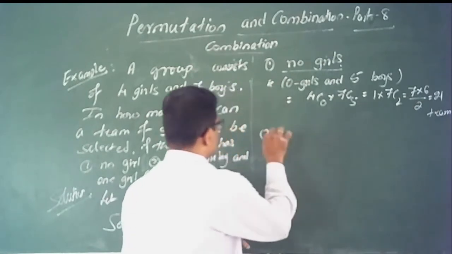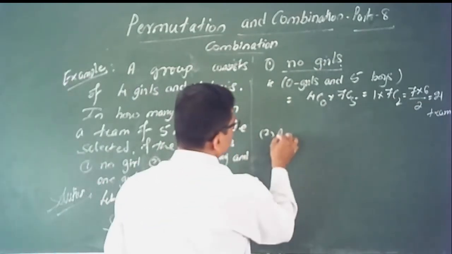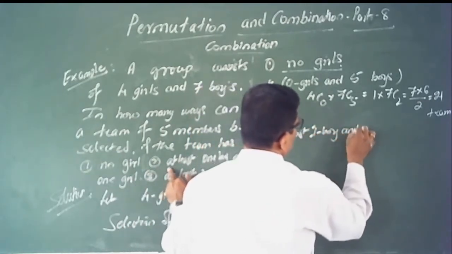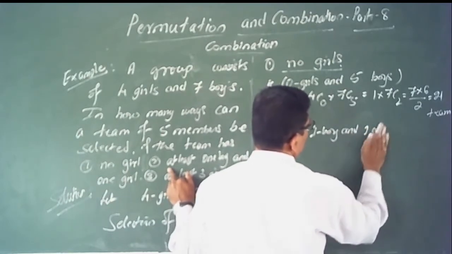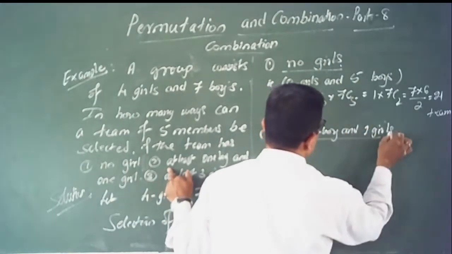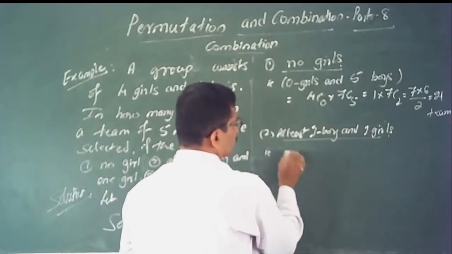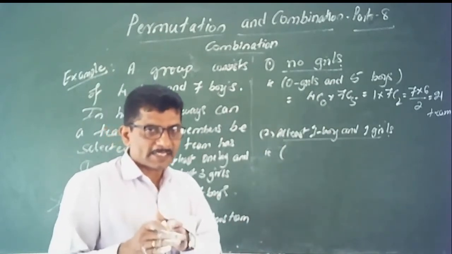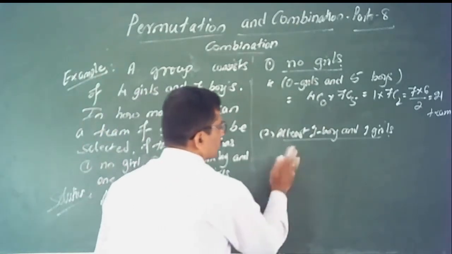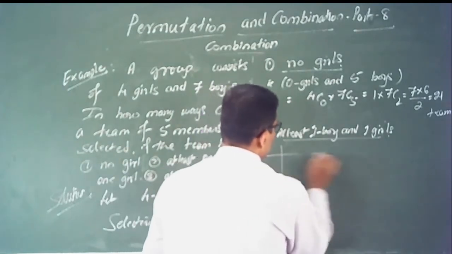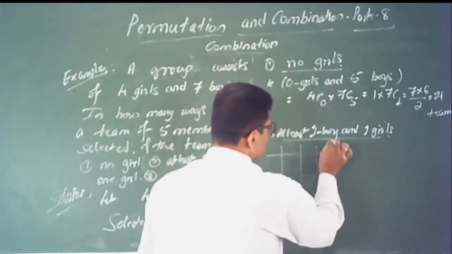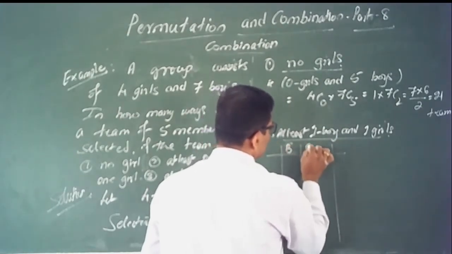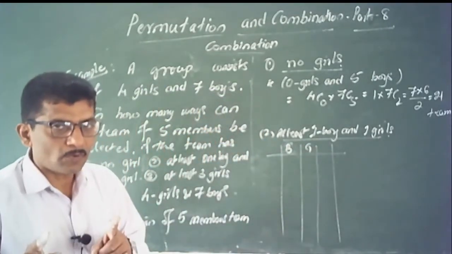The second one is very simple. At least 1 boy and 1 girl. Here, you can select one boy. At least means minimum 1 boy and 1 girl, greater than or equal to 1. Here, the number of teams, the possible cases. You know that total is 5 members. These are the possible cases. This one is a boy and this one is a girl. It contains at least 1 boy and 1 girl.